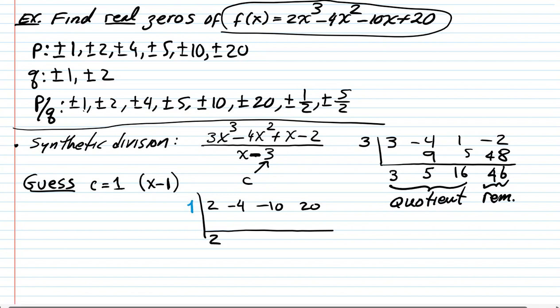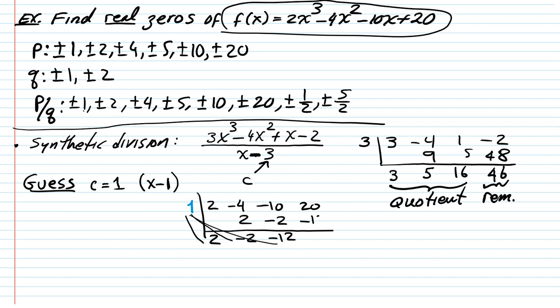Bring down the 2, multiply. Add -4 and 2, we get -2. Multiply. 1 minus 2 is -2. Add in column, -12. 1 times -12 is -12, plus 20 is 8. Not 0. If it's not 0, that means 1 is not a solution, or x minus 1 is not a factor. See how that works?